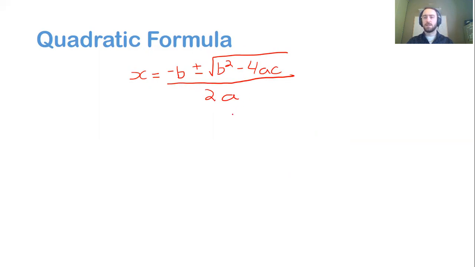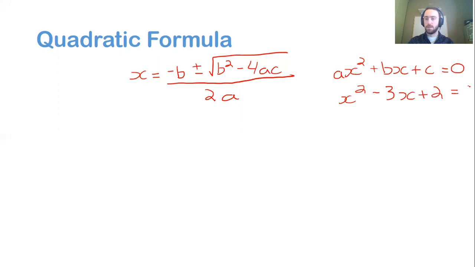This might look a bit daunting of a formula, but if we remember, our general form of a quadratic is ax squared plus bx plus c is equal to 0. And let's use our exact same quadratic that we used before: x squared minus 3x plus 2 is equal to 0. If we had a quadratic like this, all we have to do is read off the values for a, b, and c, and plug them into our quadratic formula. So let's go ahead and do so.